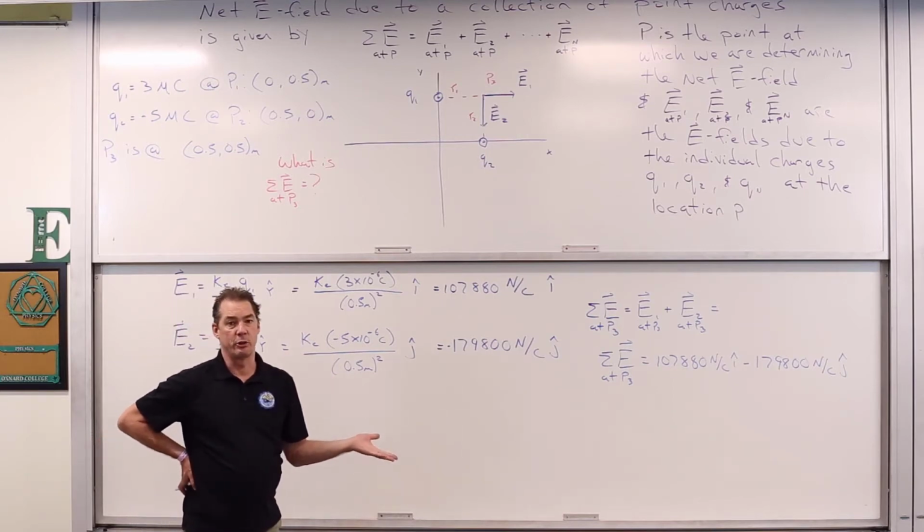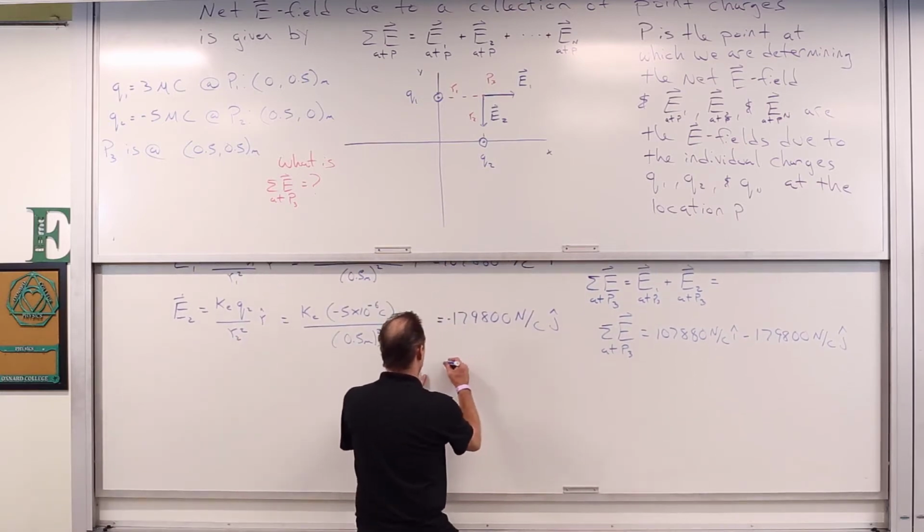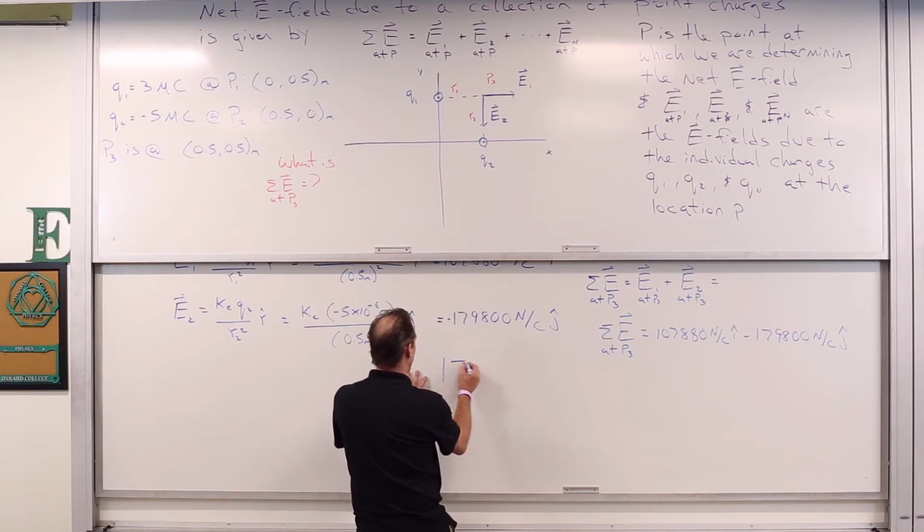But we want it as the magnitude and direction, so we go ahead and figure out what is the magnitude and direction. So the magnitude, square root of the sum of the squares of the x and y components.